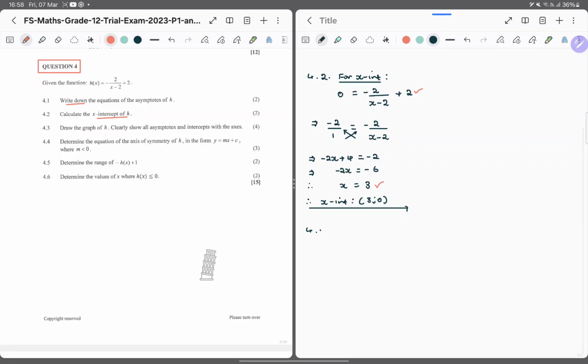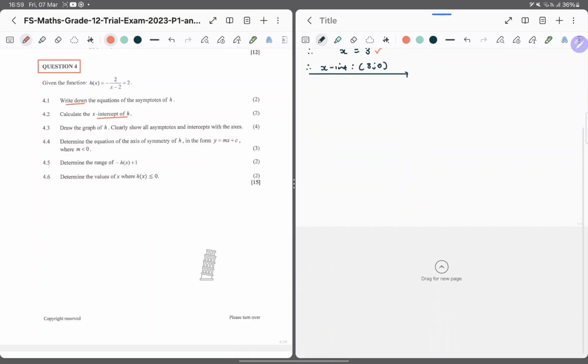So 4.3, we need to draw the sketch graph and show clearly the asymptotes and what. Since we're running out of space, we may as well do it on the next page. So 4.3. So we know that, oh, by the way, we didn't check the y-intercept. So we know that first we need the y-intercept.